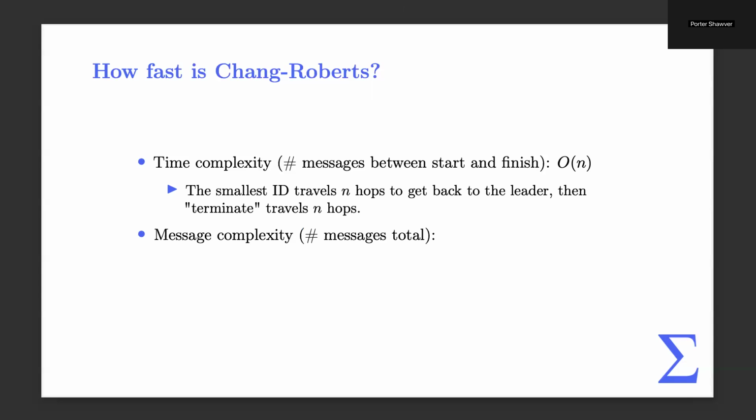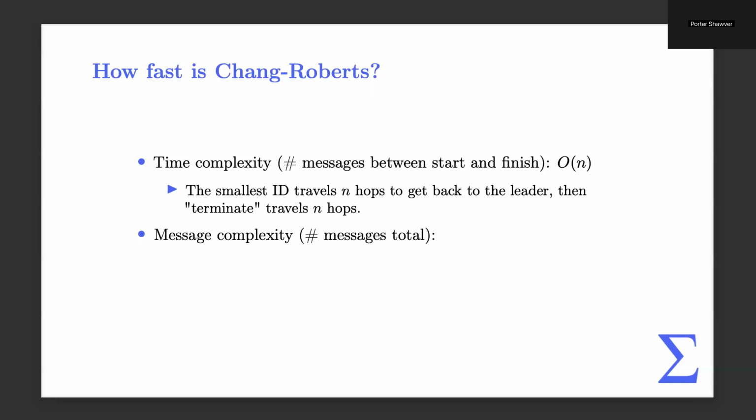Okay, so message complexity. This is still the number of messages, but it's the number of messages in total, not between the start time and the finish time. Does anybody have a guess as to message complexity? My intuition says O of n squared, but I don't have a very strong justification for it. Okay, why does your intuition say that? I feel like in the worst case, each node's messages make it almost all the way around.